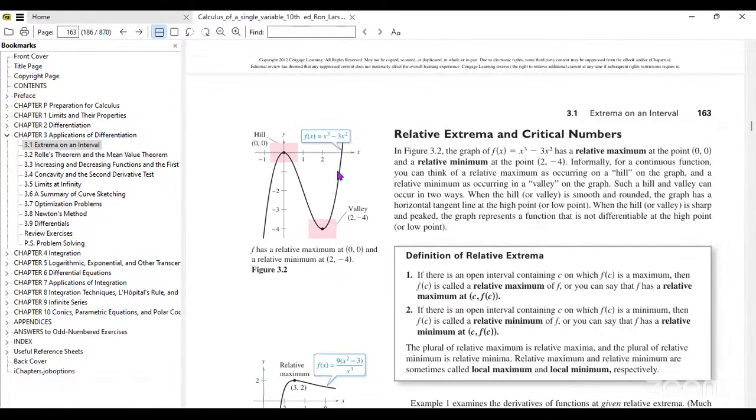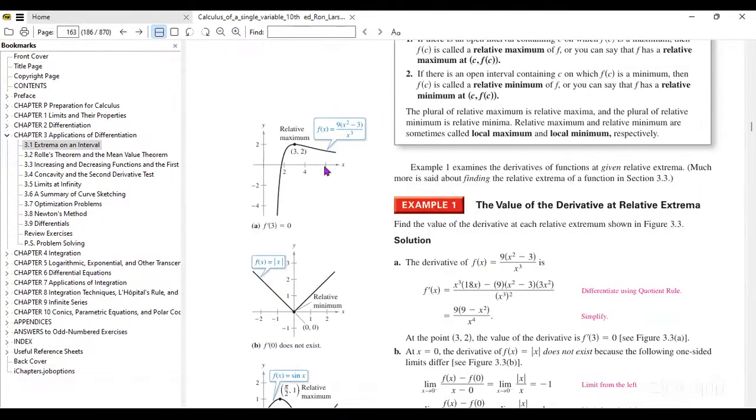What about relative extrema? Probably in the middle. That's what we say, local maximum, local minimum. Those we can compare related to this concept called relative extrema. Okay, we'll do example number 1. The value of the derivative at relative extrema.